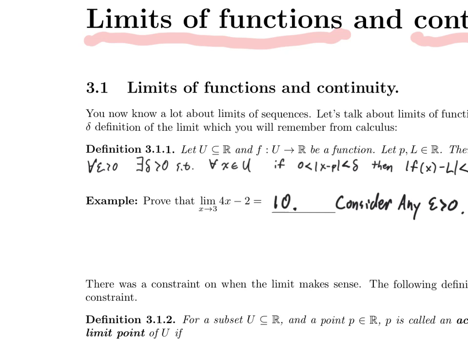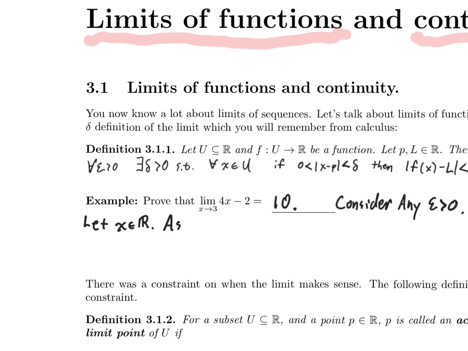Next, I need to consider any x in U. What is U? U is the domain of the function. What's the domain of this function? Well, it looks like it's all of the real numbers. So let's let x be a real number. And now I need to prove if this, then that, where what is p? It looks like p is 3. So let's assume this. Assume the hypothesis of the if-then.